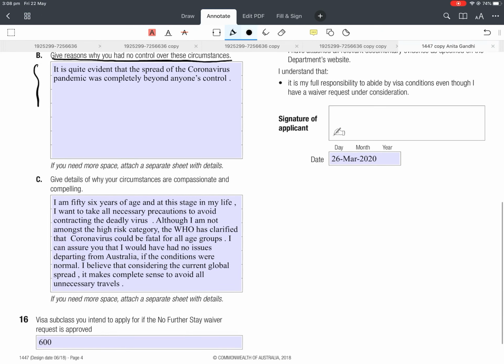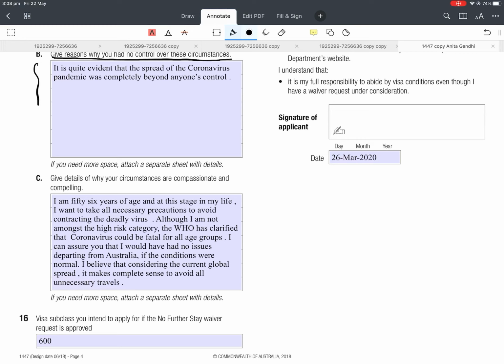And eventually it happened, so you can't travel. Now, the third one: give details of why your circumstances are compassionate and compelling. So it's asking why there are exceptional reasons for you to be eligible for the waiver.